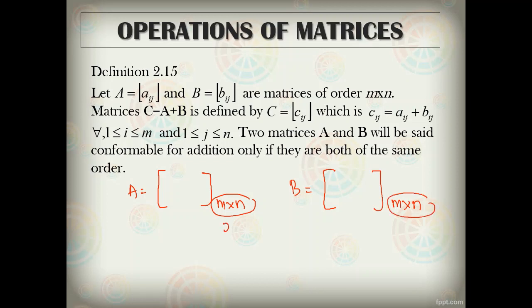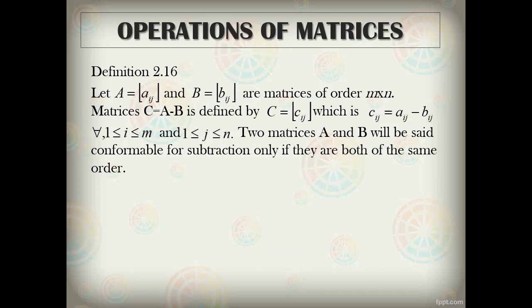If m is 2, matrix B also must have m equal to 2, and if this is 3, your matrix B also must have 3 columns. Once they have equal rows and equal columns, you can add the two matrices. The same goes for the subtraction of two matrices.